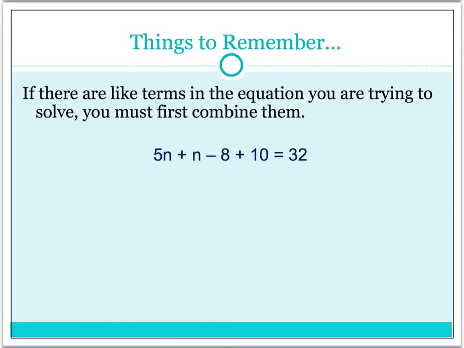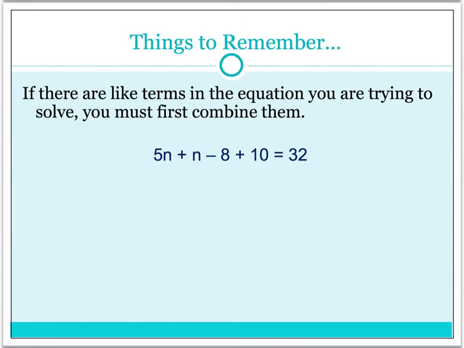The first thing is, if there are like terms in your equation, you must first combine them. Like terms means that you have a 5n and an n. Those are like terms because they both have the n. We also see like terms here in our constants, -8 and a +10. So in order to begin, we can't do any of the other operations. We can't undo addition or subtraction until we combine these like terms. It will help to simplify our equation.